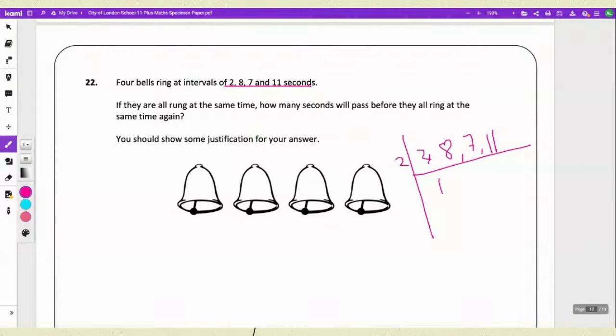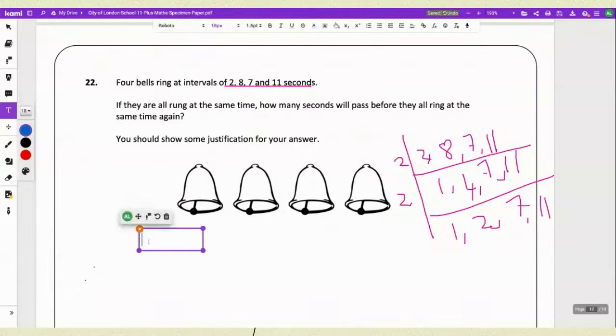That is 1, 4, 7, and 11. That will be 1, 2, 7, and 11. Next step would be, let's take that now. You are just adding a 2, multiply by 2, multiply by 1, multiply by 2, multiply by 7, multiply by 11. And that equals 8, multiply by 7, multiply by 11. That gives you 616 seconds.